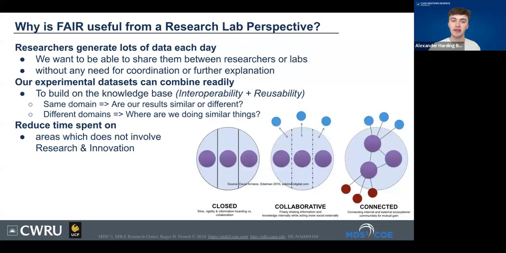And once you combine them, if the two data sets are from the same domain, you are able to determine whether the results are similar or different. And if they are from different domains, you are able to determine where they are doing similar things or what terms they're using in common. And essentially, FAIR reduces the time spent on areas which do not involve innovation and research.